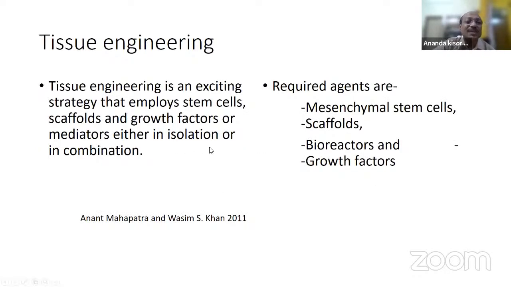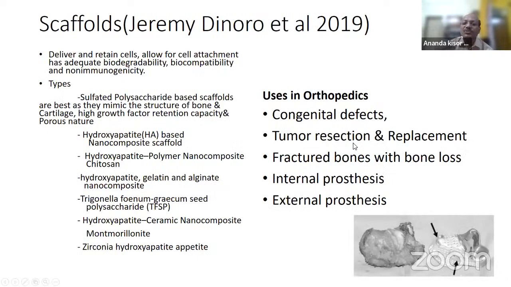Tissue engineering is an exciting strategy that employs stem cells, scaffold, and growth factors or mediators, either in isolation or in combination, for replacement, regeneration, or repair of the lost structure. I already showed it. Now, what are the required agents? The required agents are the scaffold, mesenchymal stem cells, bioreactors, and growth factors. So this is already known. Any student can write it in this way.